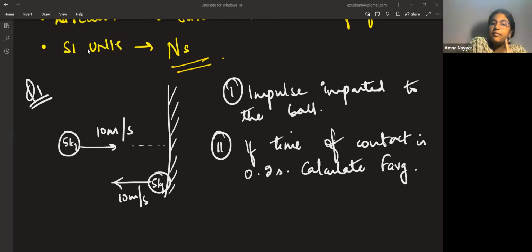See, if we know the mass of the ball, we know the velocity of the ball. Which is the quantity according to you that we'll be able to find out? How should we proceed with the first part? Yes, anyone? Because average force is not there. Average force we'll calculate in the second part. So how will we calculate impulse?